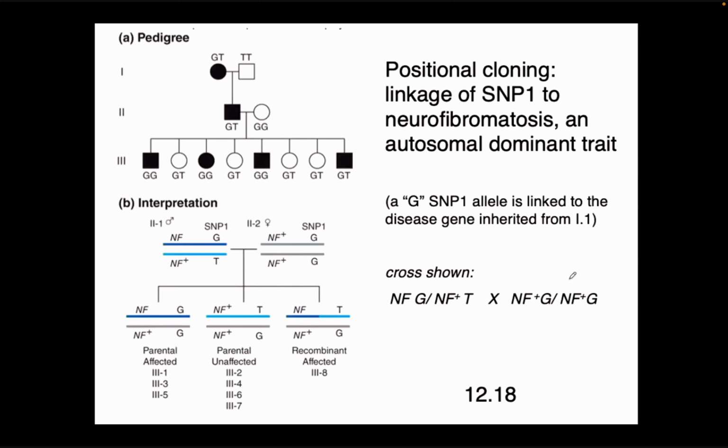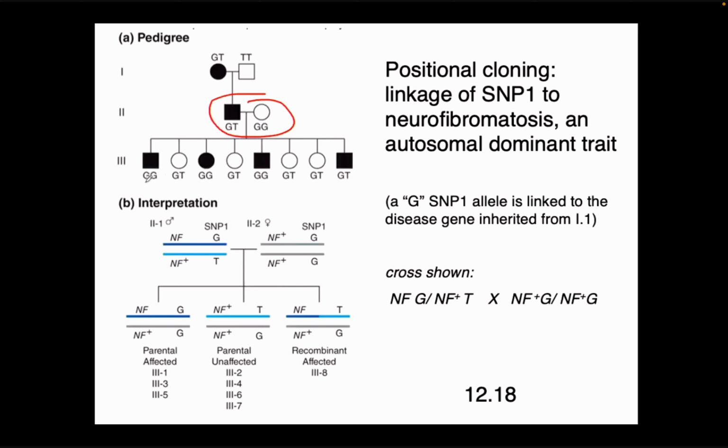So let's look at an example first where every individual is informative, as we say. So the cross in question is this one here. We see that the individual who has the disease is heterozygous for the GT allele of SNP1. That's just the bases, G and T. And the other parent is homozygous for G and doesn't have the disease. So that means that every offspring from this cross is going to get one G from the mother, and then a G or T, and neurofibromatosis or not from the father.